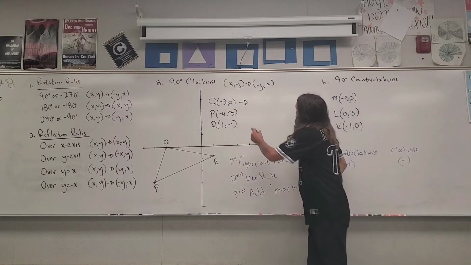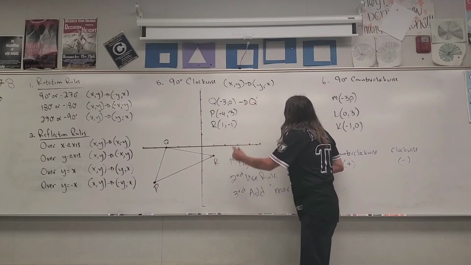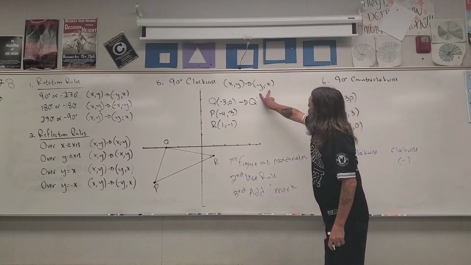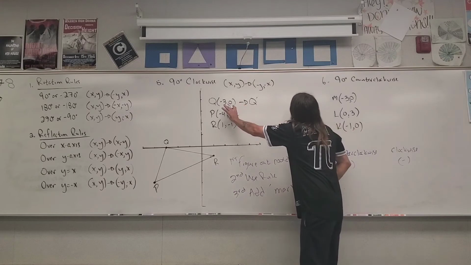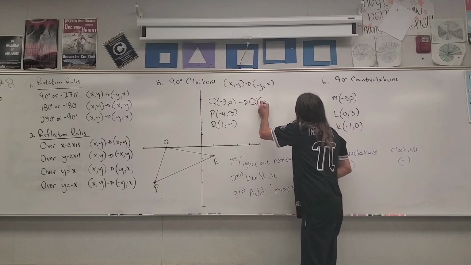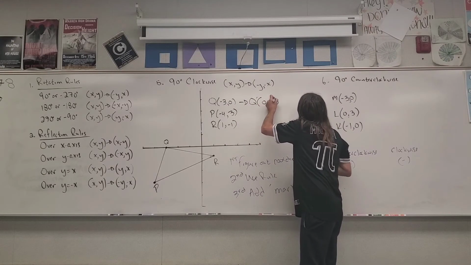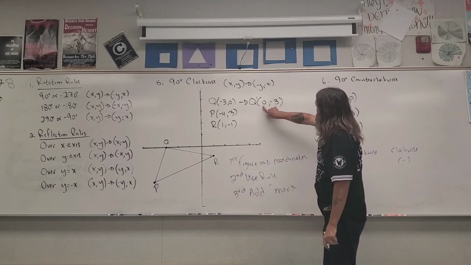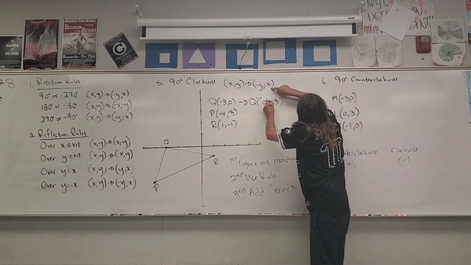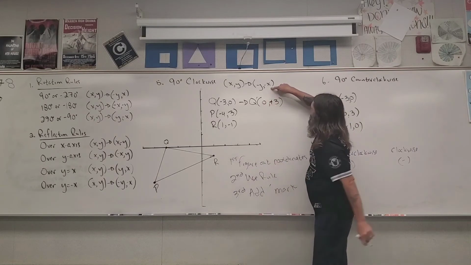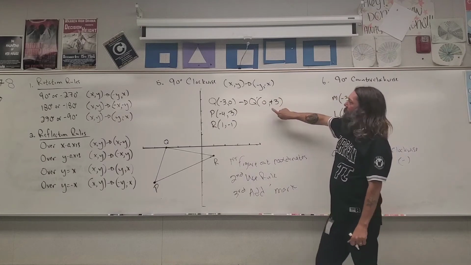So Q goes to Q prime. I have to switch the order. So the order switches, okay? And after I switch the order, I change the sign. So it goes from -3 to +3. There you go.